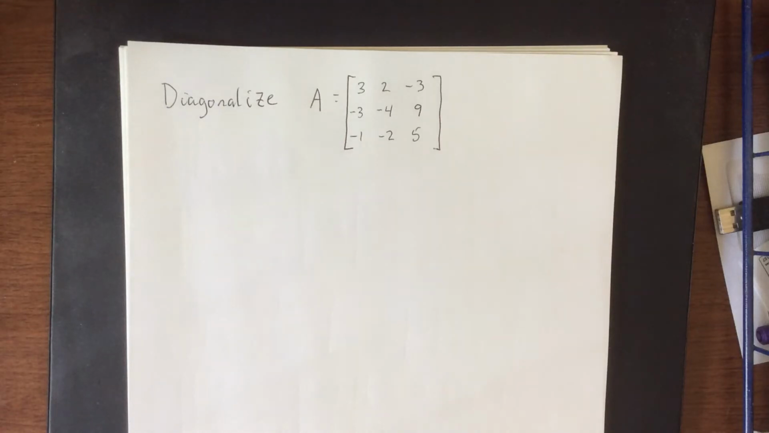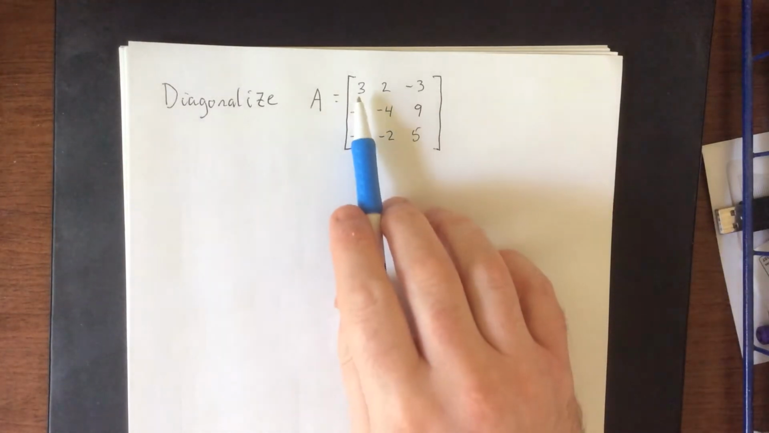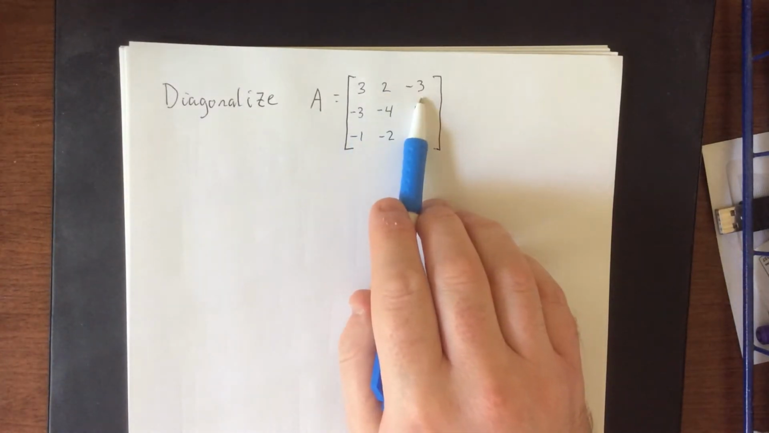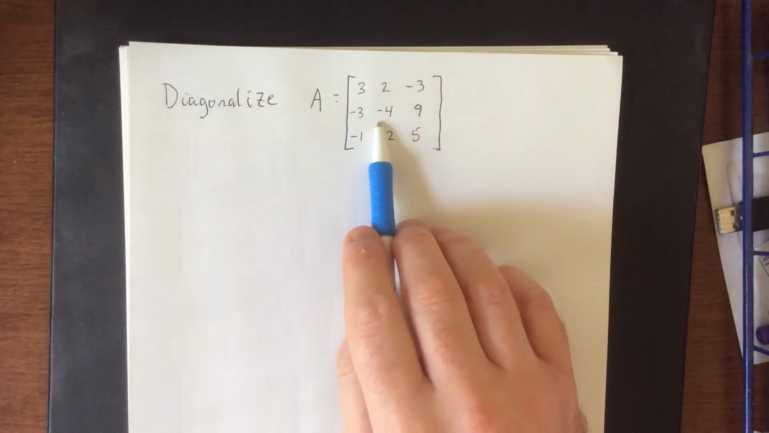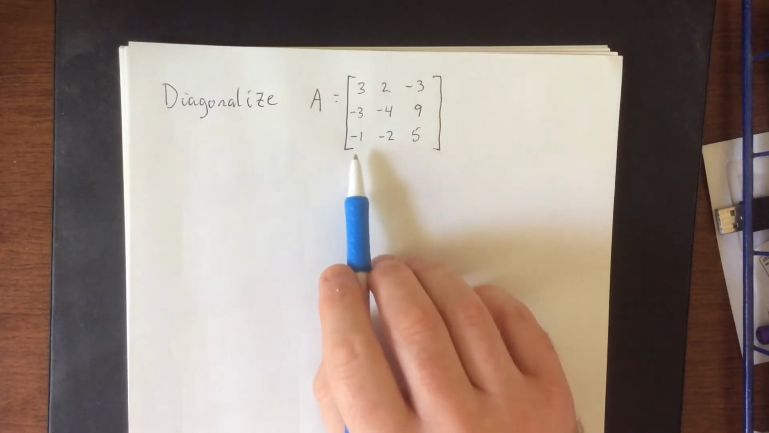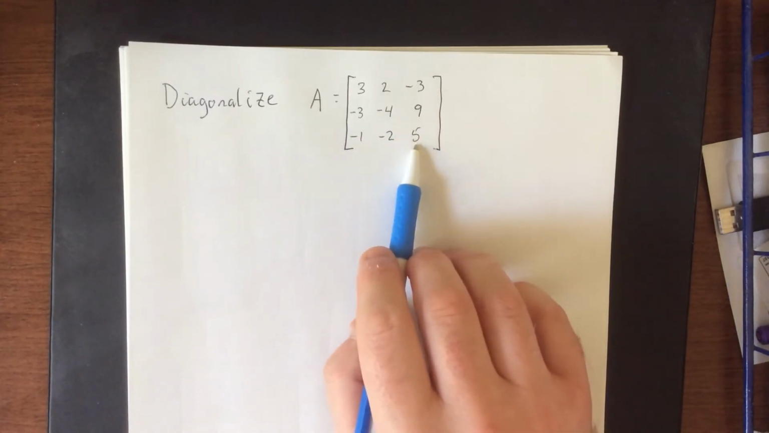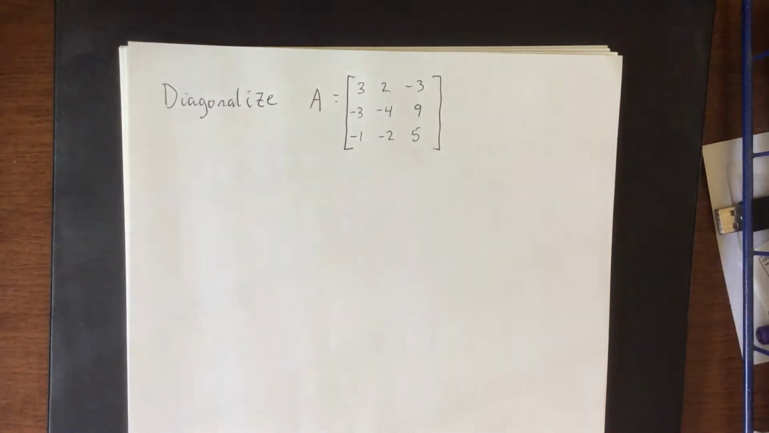In this example, I would like to diagonalize the following 3 by 3 matrix. The first row is 3, 2, negative 3. Second row is negative 3, negative 4, 9. And the third row is negative 1, negative 2, 5.